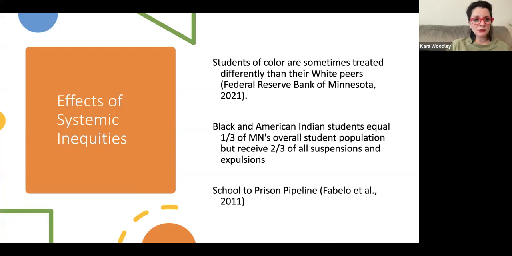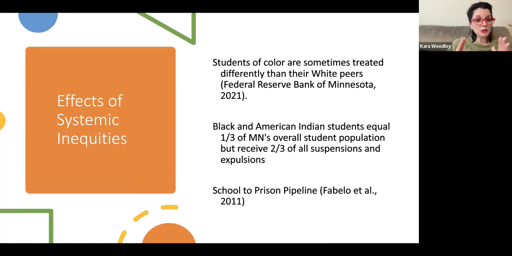Maybe we don't understand the functions of their behavior, and so we're seeing violations of the code of conduct. They're receiving discipline, expulsions, suspensions. And we know that in some schools, if you receive 2 detentions, then you get a suspension, or there's a code of conduct that says if you do this, then you get so many days of suspension.